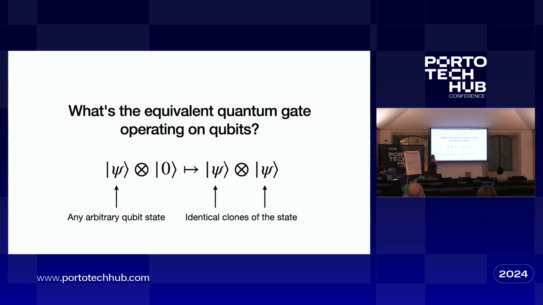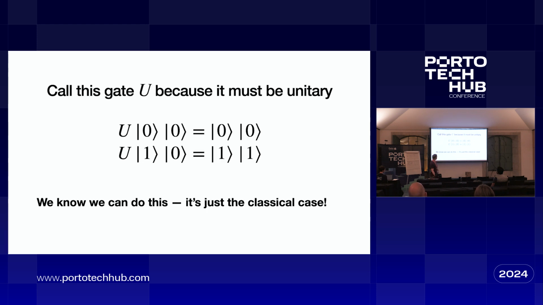It's got to take an arbitrary state of a qubit, an arbitrary state in the Bloch sphere, and copy that to a second qubit, which started out in the default 0 state. Right? So we'll get two Bloch spheres with the same vector on both of them. We're going to call it U because it has to be unitary. We know it has to be unitary.